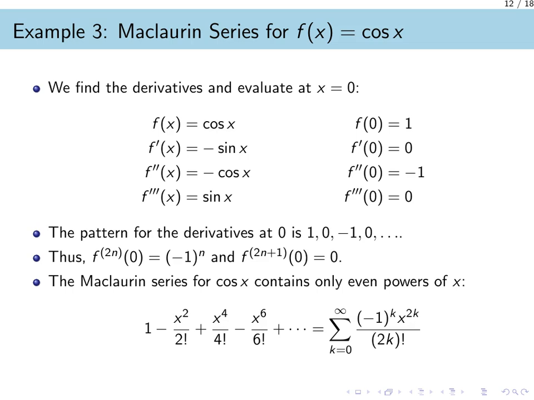A clear pattern emerges, where the values of the derivatives at 0 cycle through the sequence 1, 0, negative 1, 0, and then repeat. This means that all the odd-numbered derivatives are 0. Consequently, all terms in the series with odd powers of x will have a coefficient of 0 and will vanish. The resulting series contains only even powers of x, with alternating signs. This gives us the final Maclaurin series for the cosine of x.